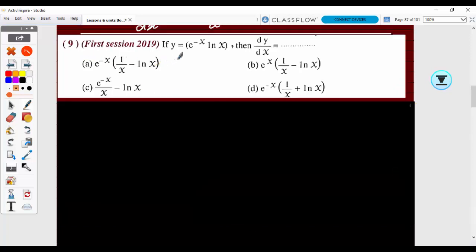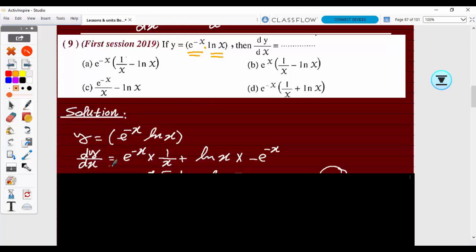Here we have if y equals e power negative x dot ln x, then dy dx equals, here also we have two functions. The first is exponential function e power negative x, and the second is logarithmic function ln x. So the first derivative equals the first function multiply the derivative of the second function. What is the derivative of ln x?